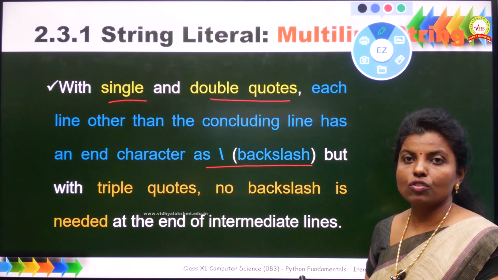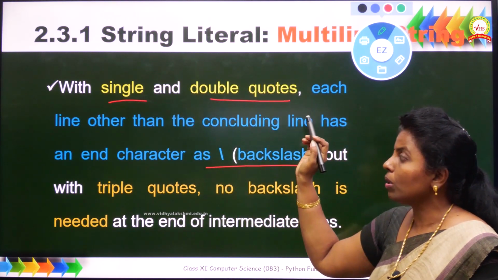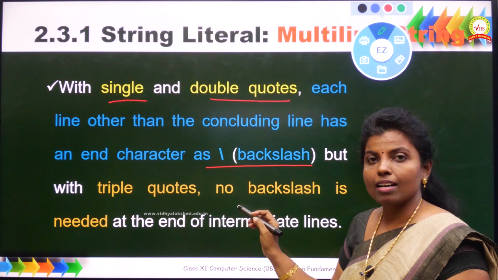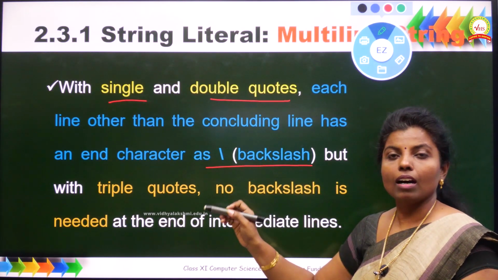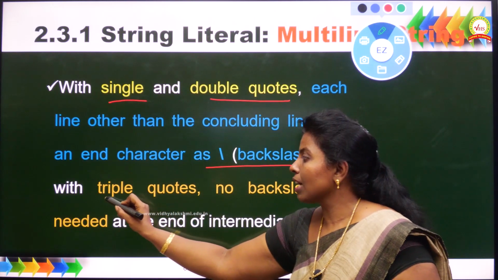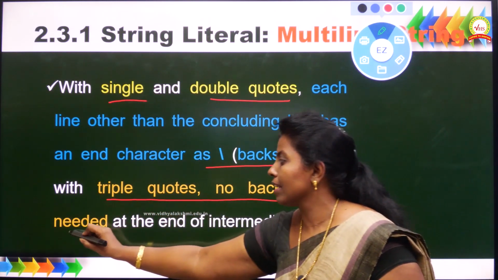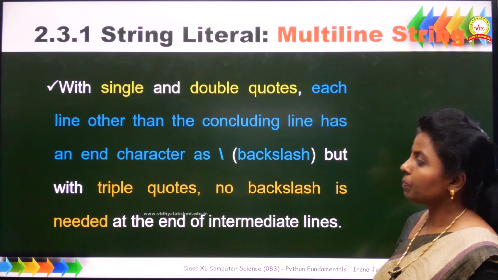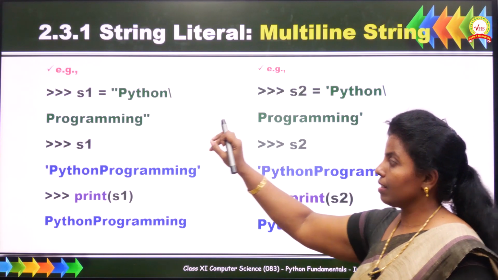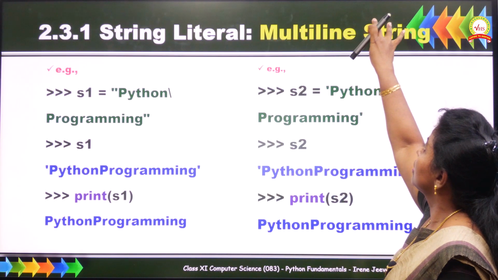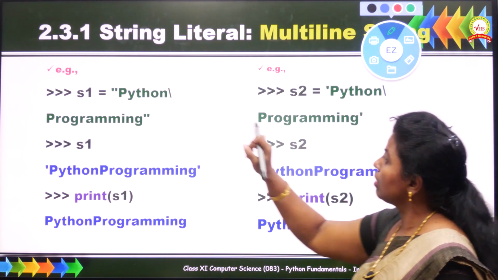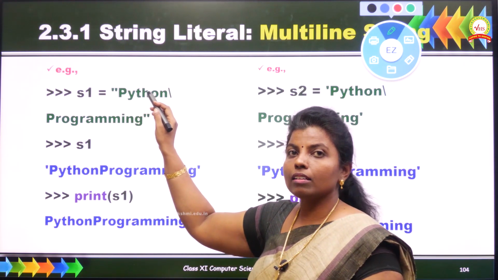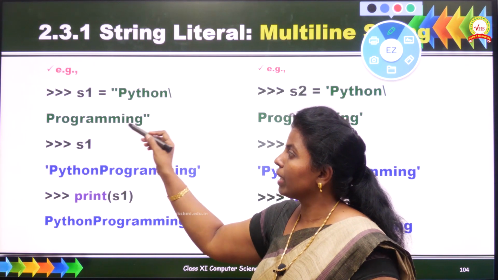Even multi-line strings can start with a single quote or double quote, but if you do, all the lines except the last line should have a backslash as an end character. But if you start with triple quotes, no backslash is needed at the end of the intermediate lines. Let us see this through the example. There is an example given here. I have started with double quotes and ended with double quotes. Again, I have started with a single quote and ended with a single quote.